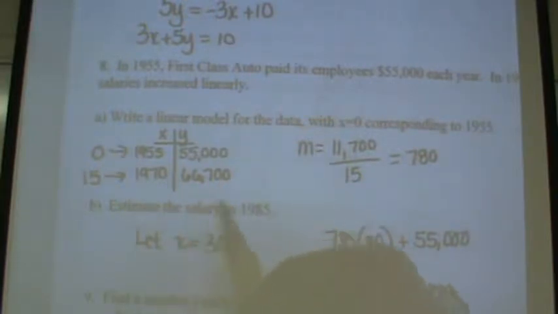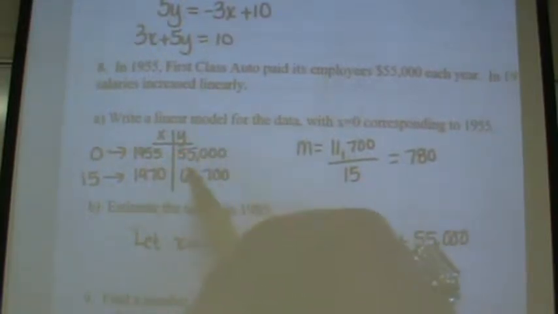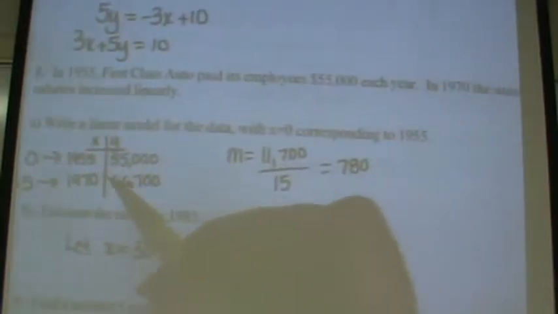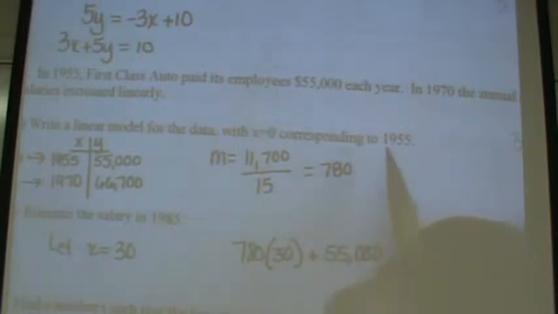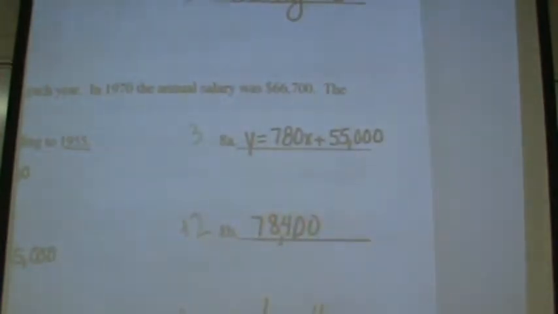So I want an equation representing this linear model. So find the slope. You find the difference of the y's over the difference of the x's, and you get 780. For the year 1955, that's going to be your b value. So your equation is y equals 780x plus 55,000.